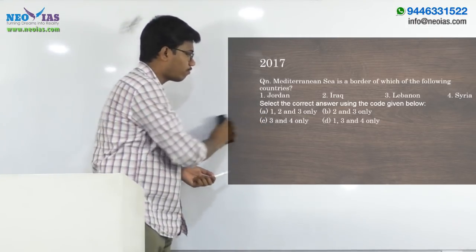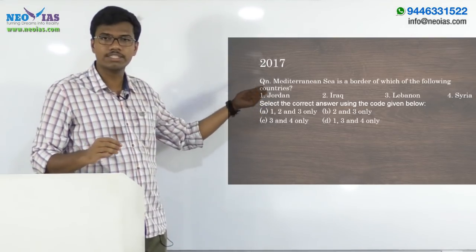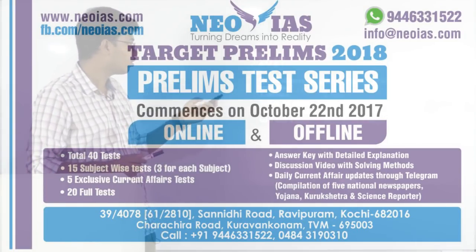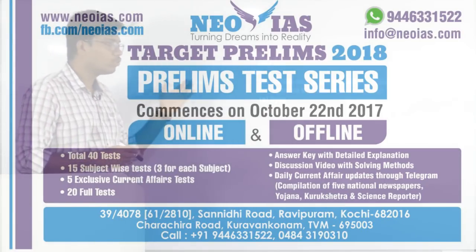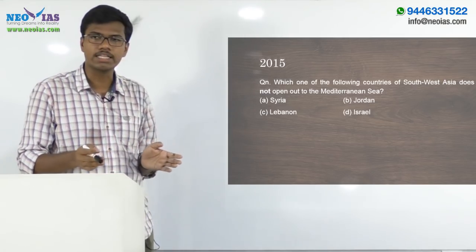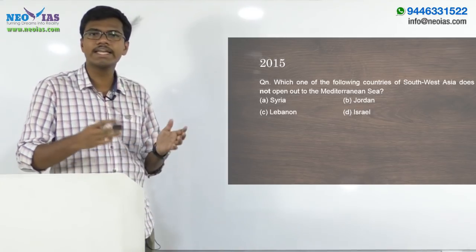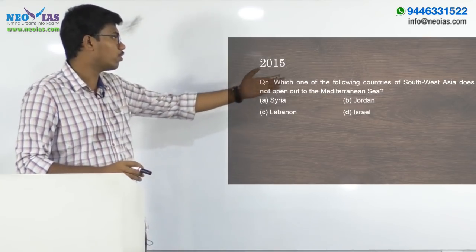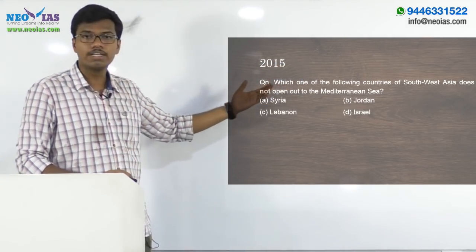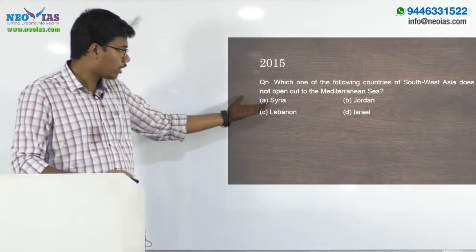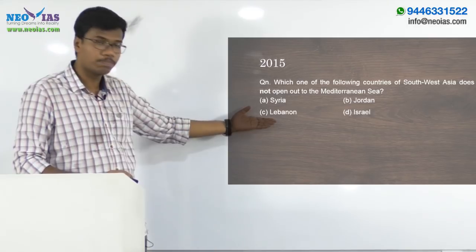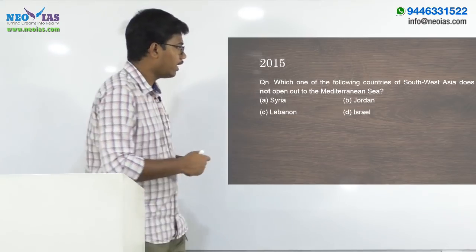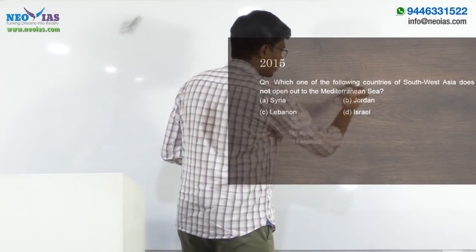This is one thing the students often get confused about. Remember this: Jordan does not share a boundary with the Mediterranean Sea. Then in 2015, again UPSC asked us a question regarding the West Asian map. Again, this is one area that UPSC frequently asks about in the prelims examination. This question was something like, which one of the following countries of Southwest Asia does not open up to the Mediterranean Sea? Syria opens up, Lebanon opens up to the Mediterranean Sea. Then again, like we said, both Israel and Palestine open up to the Mediterranean Sea. So, the odd choice here is Jordan. So, option B is the answer.